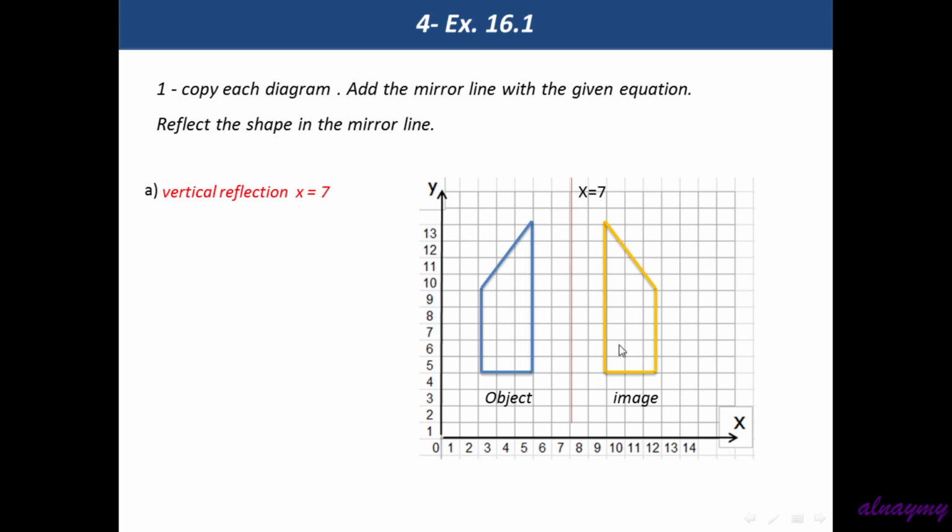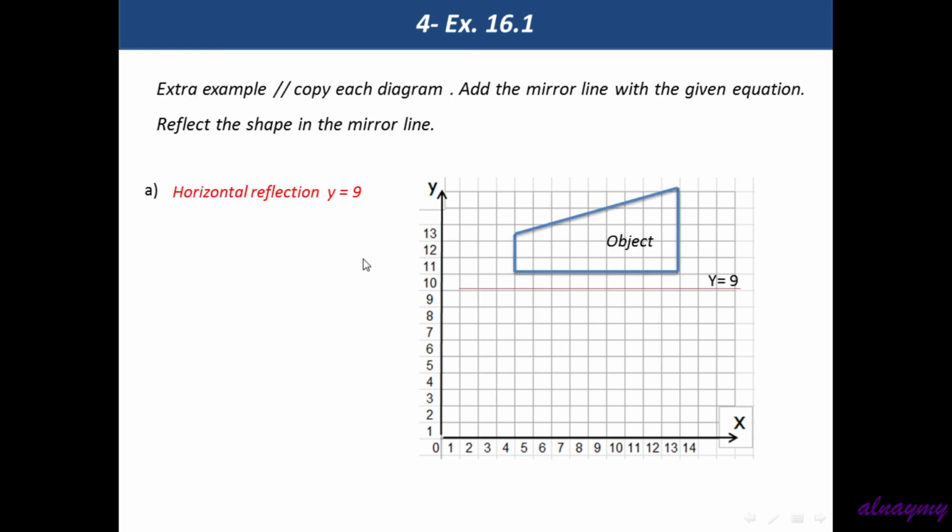Take into consideration that each point on the image is the same distance from the mirror as the corresponding point on the object. Each point here is away from the mirror exactly as the point on the image is away from the mirror. You have to keep this in consideration. What is the equation of the vertical reflection line? x equals 7.